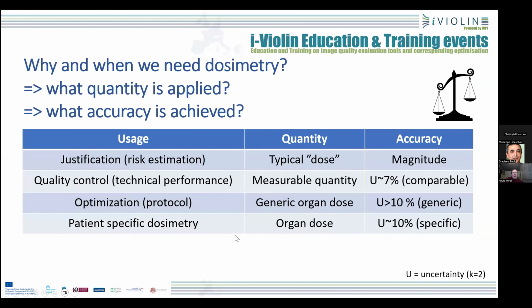So the table, what we had in the beginning, now we have some kind of idea what the quantity is. In justification, we need a typical dose. It might be an effective dose in some cases, an oral dose. For quality control, we need these measurable quantities. For optimization, we might be able to use just a generic organ dose, but when we want to do patient-specific dosimetry, we need the organ dose for that individual. And then the accuracies, of course, depend on the method, how we do this estimation.